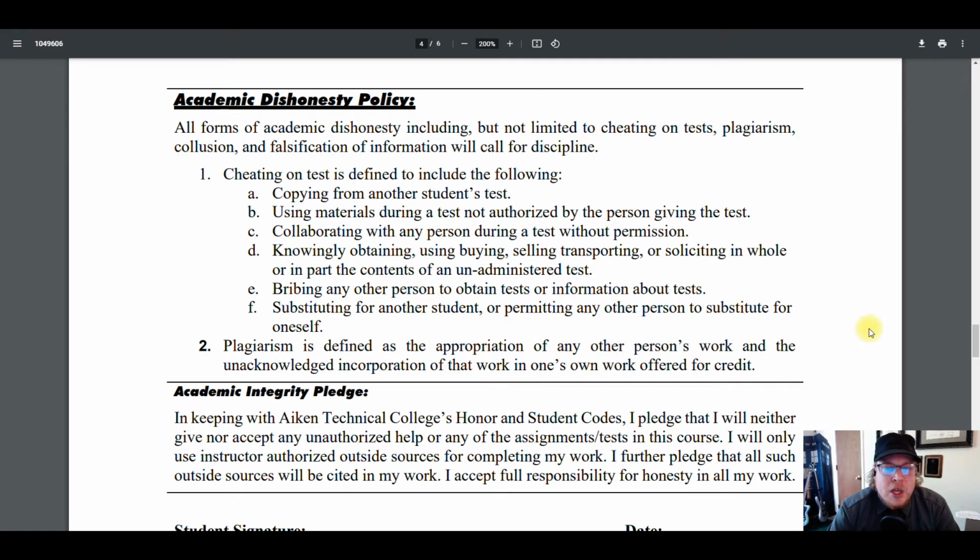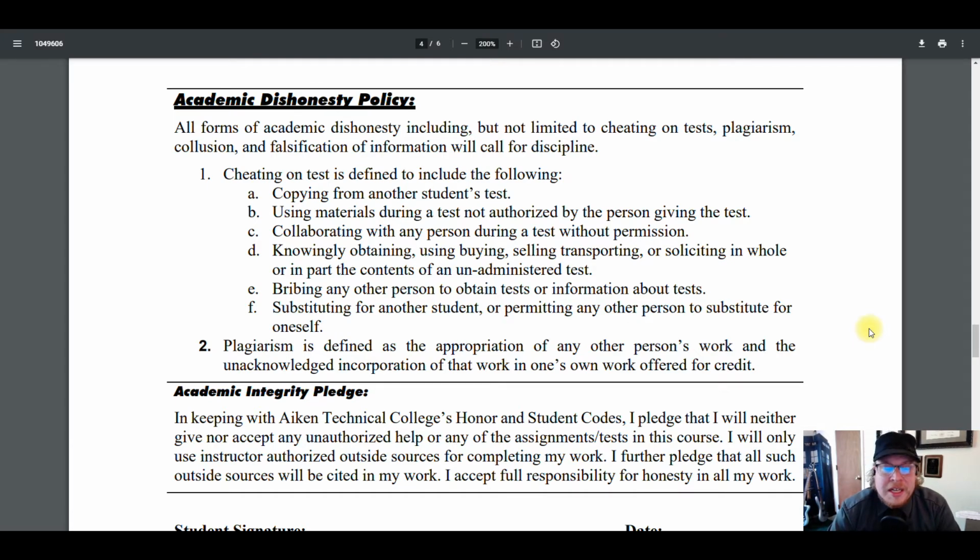Knowingly obtaining, using, buying, selling, transporting, or soliciting in whole or in part the contents of an unadministered test. Oh, so you found a test from 2009, and you just try to turn that in or use its answers. Yeah, don't do that. Bribing any other person to obtain tests or information about tests. Don't do that. Substituting for another student or permitting any other person to substitute for oneself. So don't let someone else take a quiz as you, and don't do that for someone else.